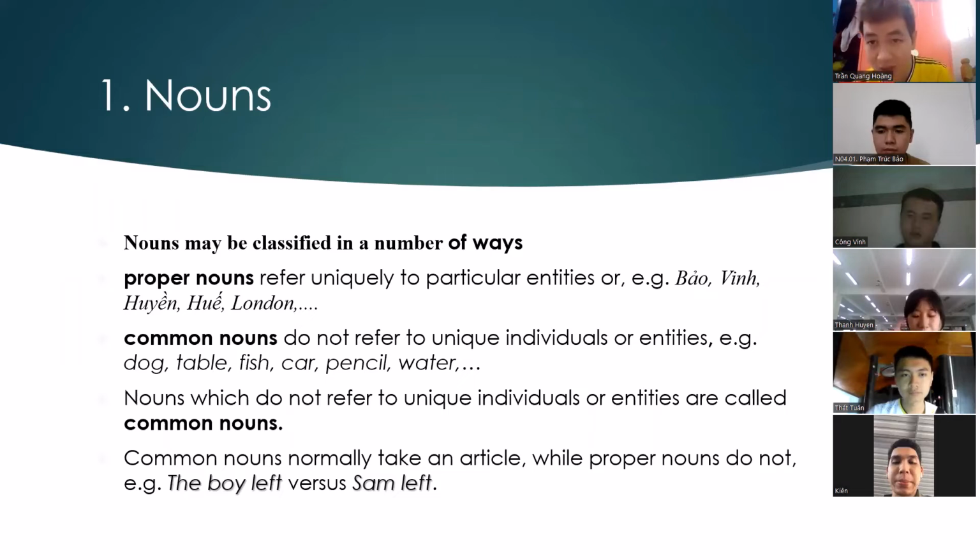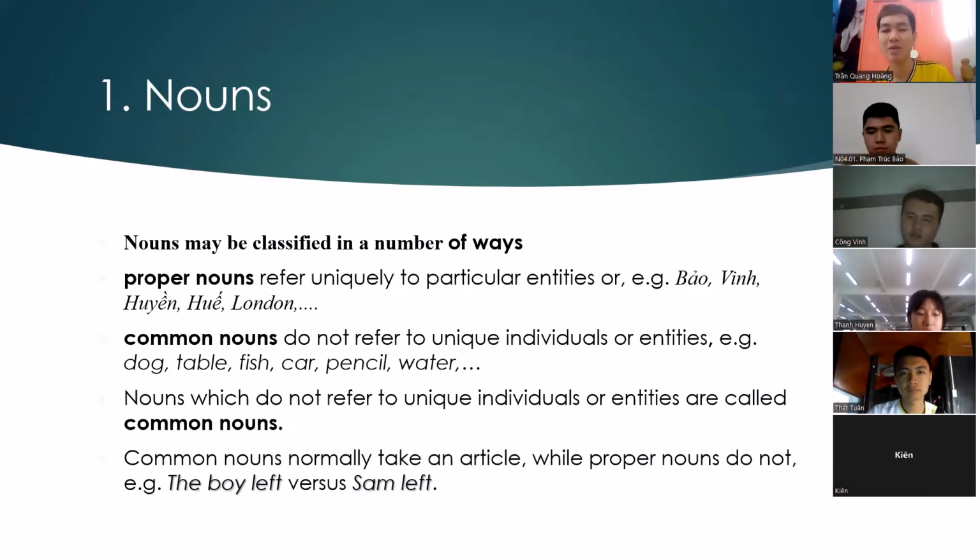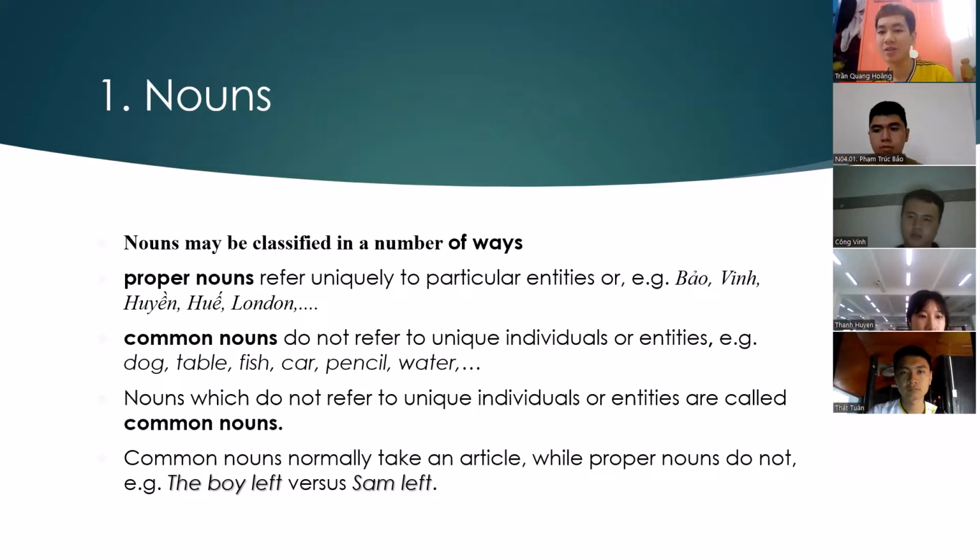Hello, teacher and everyone. Here I present my part. Nouns. Nouns may be classified in a number of ways. The first is proper nouns, which refer uniquely to a particular entity, for example, Bảo, Vân, Huệ, London. And the second, common nouns, do not refer to unique individuals or entities. For example, dog, table, fish, car.